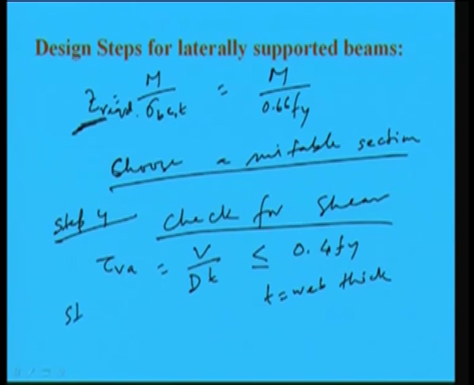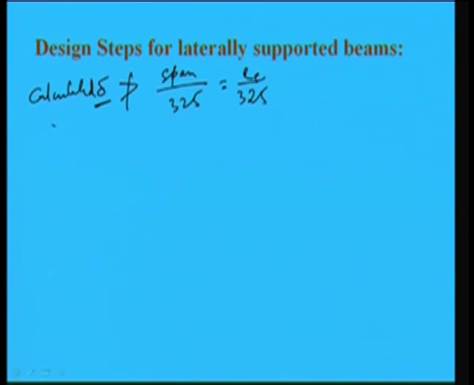And in step 5, the next step, check for deflection. As you know, in the last class we have shown that checking for deflection means we have to see what deflection is coming, and that should not be greater than span by 325, that is L by 325, span meaning effective length by 325. So, the calculated deflection delta should not be greater than this, that we have to check.